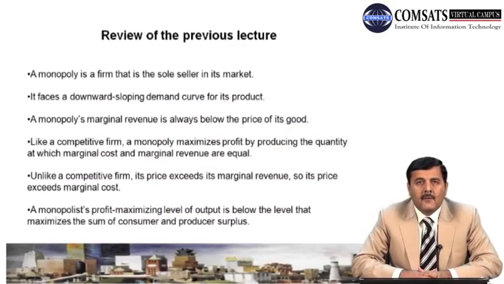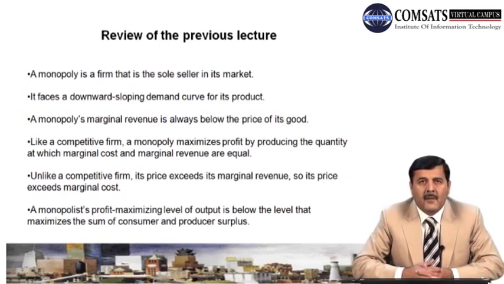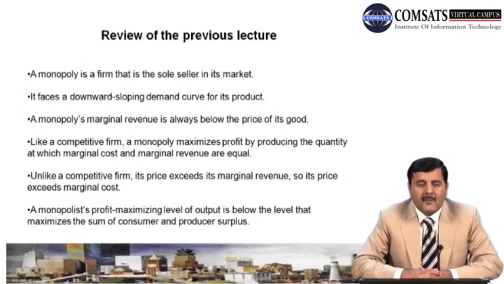So as we know, we started to discuss different market structures where firms can sell their products, and then they have to decide about the price and the quantity of the output produced and supplied in the market. So we have discussed two market structures. One was perfect competition and the other was monopoly. So what is monopoly?